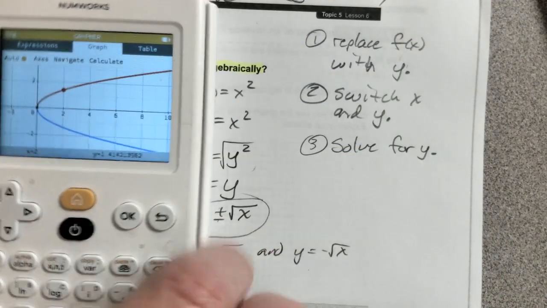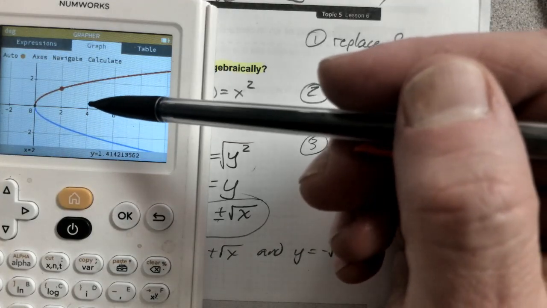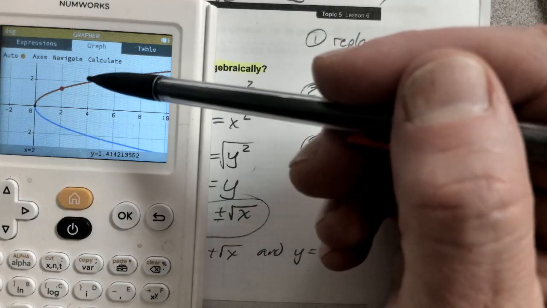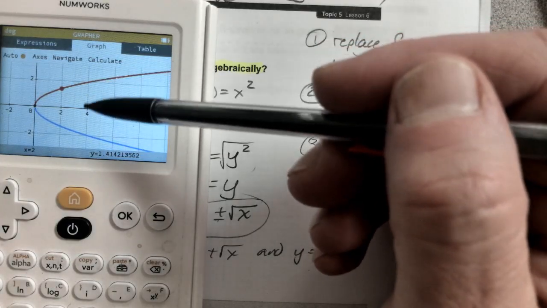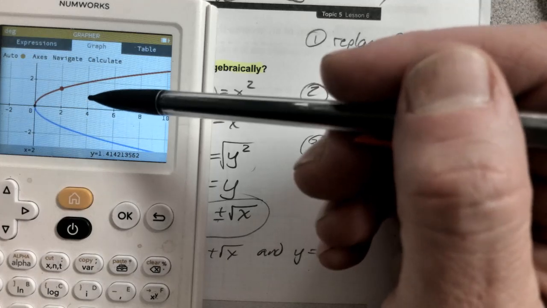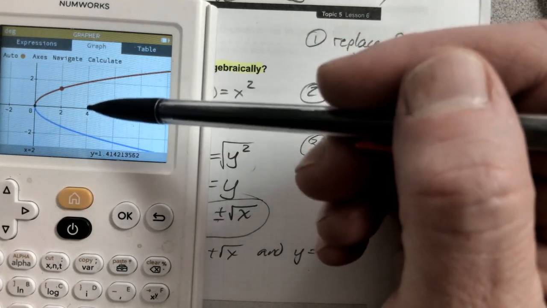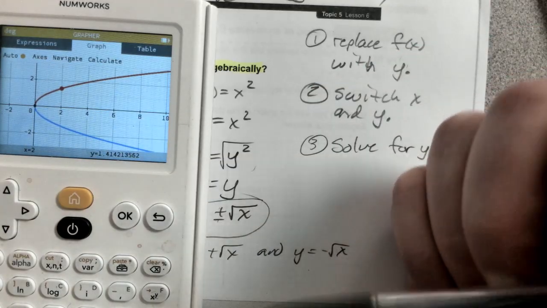So here, one way to easily figure out whether or not a graph is a function, if I draw a vertical line and it crosses that graph twice, meaning that 4 had a 2 and a negative 2, right? So if I draw a vertical line on a graph and it crosses twice, then it's not a function. It's not a function at all.